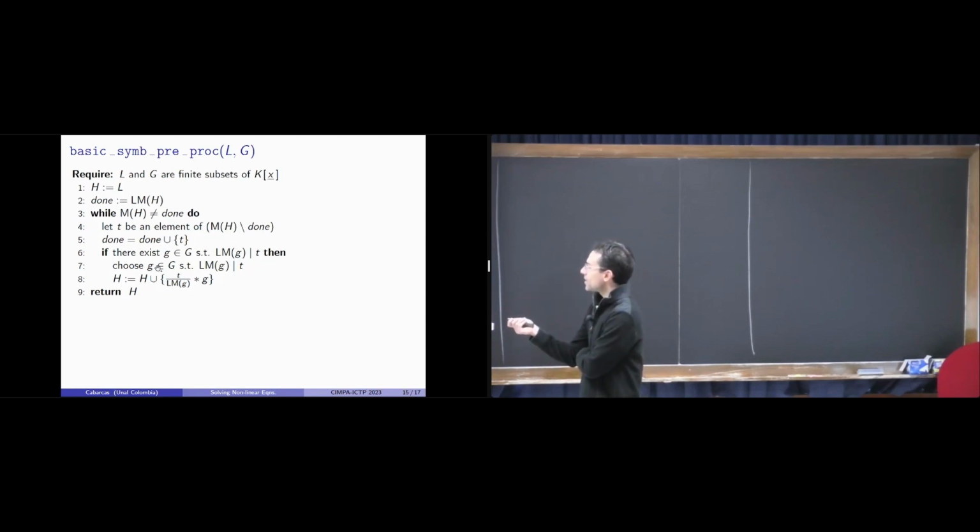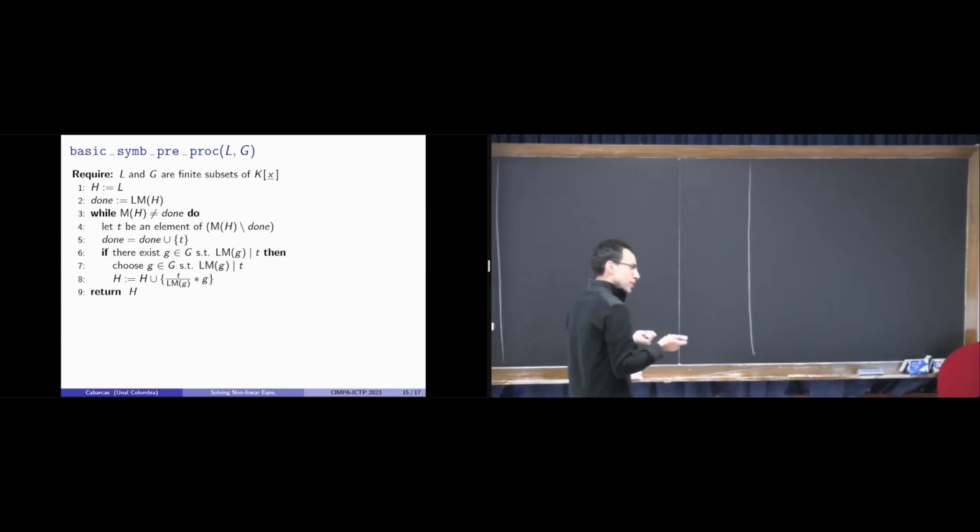And if there exists a polynomial in the basis whose leading monomial divides T, then we insert in H exactly the polynomial whose leading monomial is T. That is G times T over the leading monomial of G. This is precisely a polynomial so that its leading monomial is T. And we add it to H.